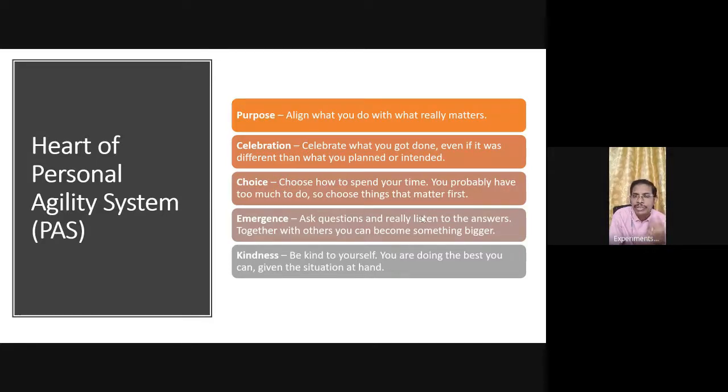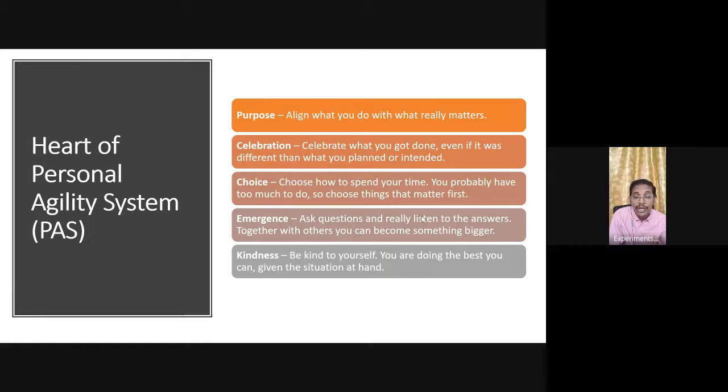Many times we don't celebrate ourselves. We celebrate our friends, we celebrate our parents, we celebrate our professors, but we don't celebrate ourselves. So start celebrating yourself. Okay, last time I got 60 marks, this time I got 70 marks. Hey, well done, Anbu Joseph. Keep telling yourself, keep celebrating yourself. If you don't celebrate yourself, nobody is going to celebrate you. So start celebrating yourself. Then choice.